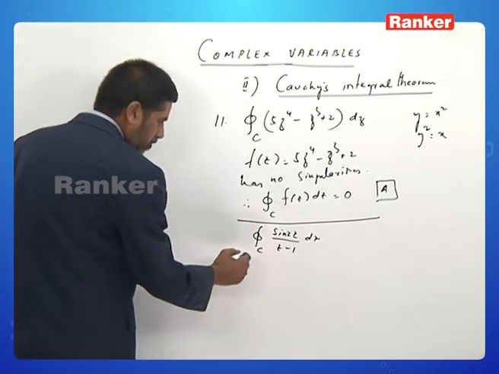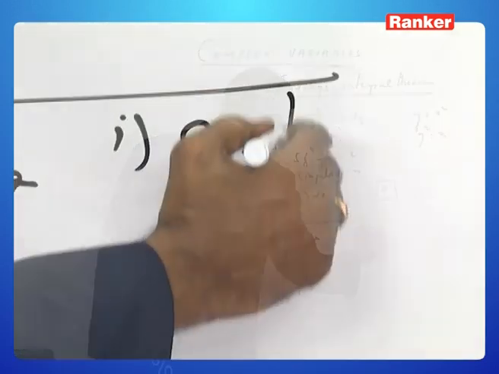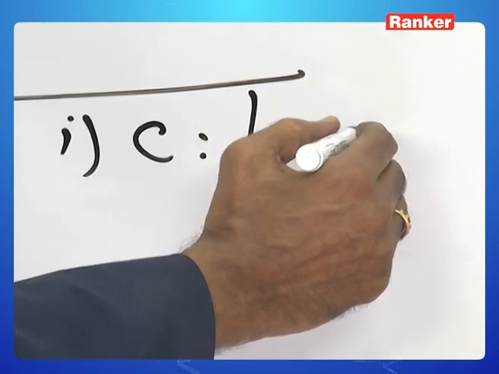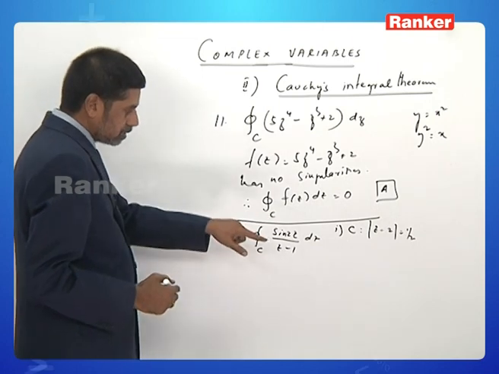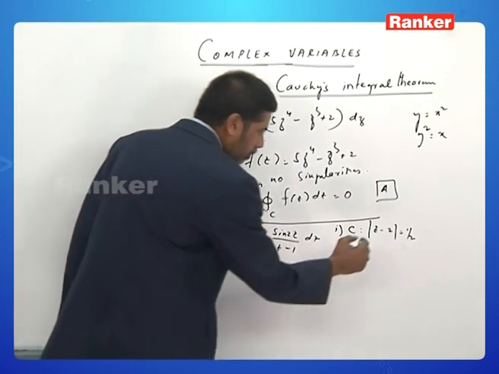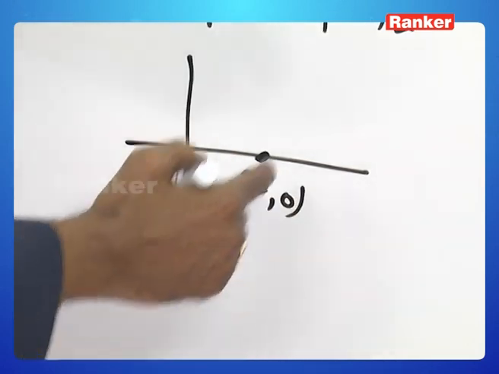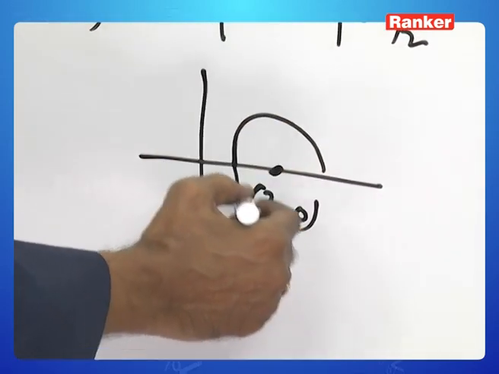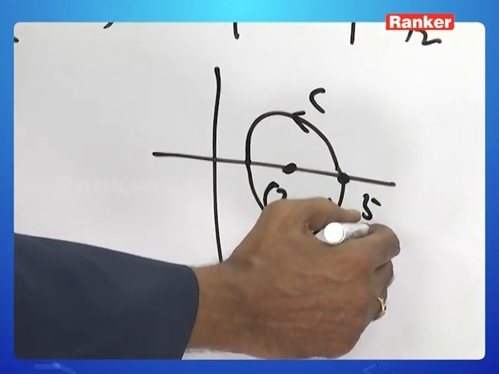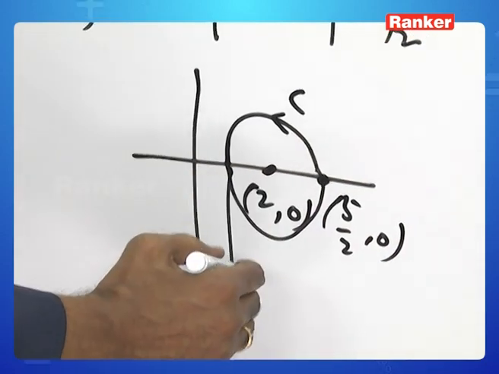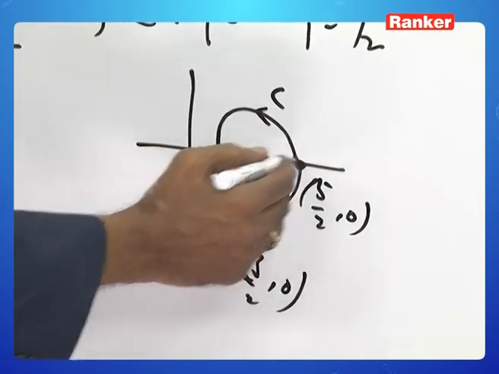Let us take two cases. Case 1, C is mod z minus 2 is equal to half. Now when you look at this function with respect to that contour, you know this is representing a circle with center at (2, 0) and radius half unit. So this will be 2 plus half, that is (5/2, 0), and this point will be 2 minus half, (3/2, 0). So these are the diametrically opposite endpoints.